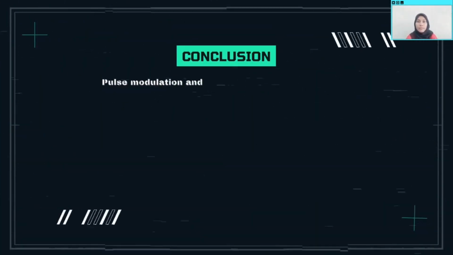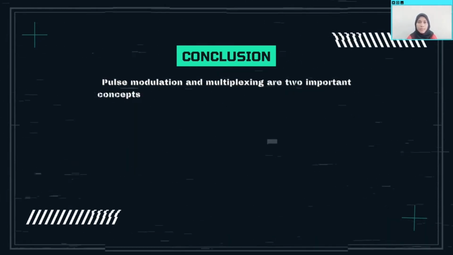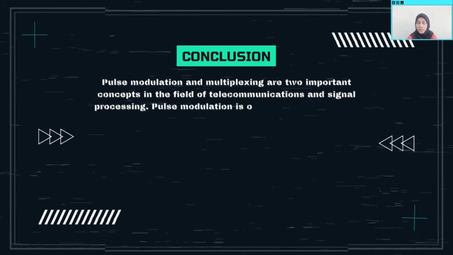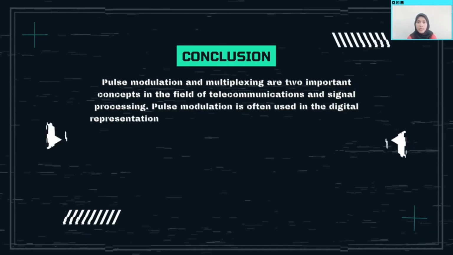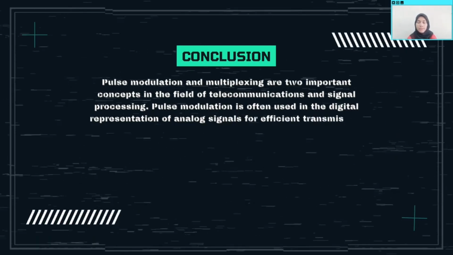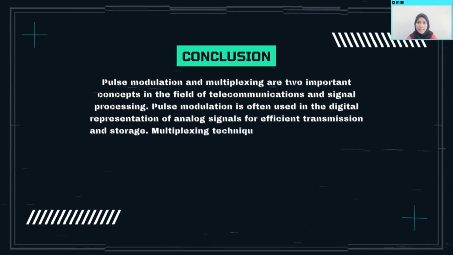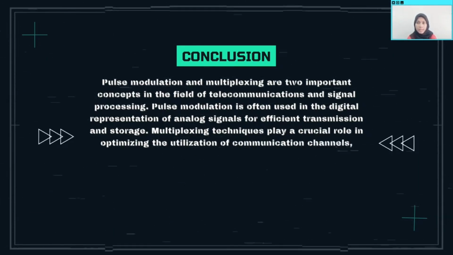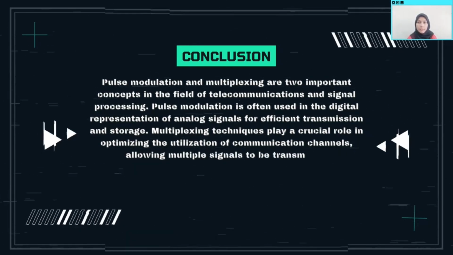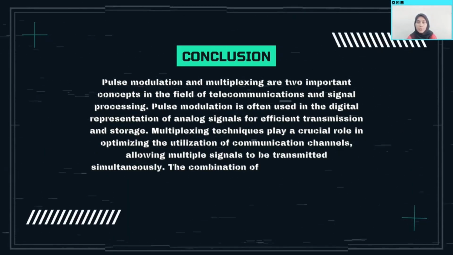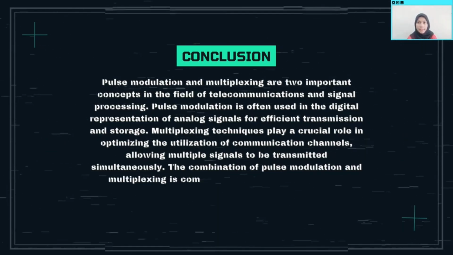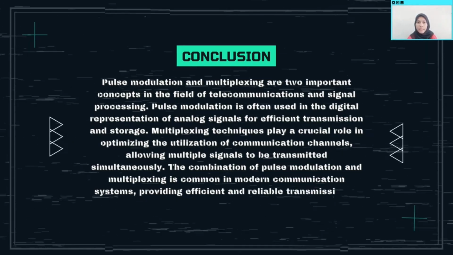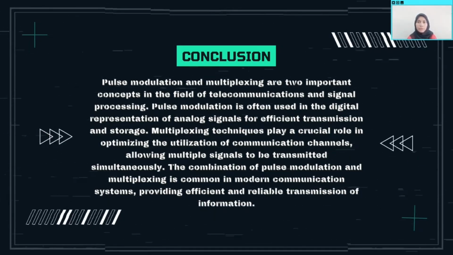As a conclusion, pulse modulation and multiplexing are important concepts in the field of telecommunication and signal processing. Pulse modulation is often used in the digital representation of analog signals for efficient transmission and storage, while multiplexing techniques play a crucial role in optimizing the utilization of communication channels, allowing multiple signals to be transmitted simultaneously. The combination of pulse modulation and multiplexing is common in modern communication systems. It also provides efficient and reliable transmission of information.